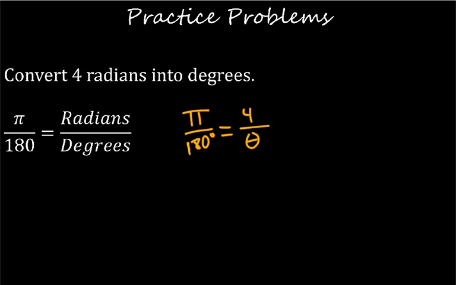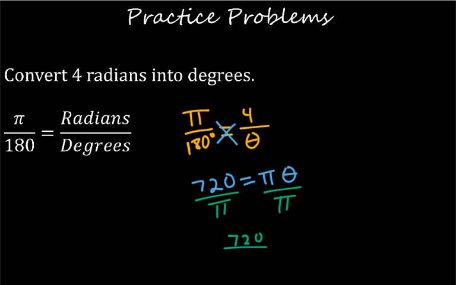So we're going to cross multiply here, and in one direction I get 4 times 180, which is 720, and in the other direction I get pi times theta. In our next step, we're going to divide by pi, and so 720 over pi is an exact answer for theta.